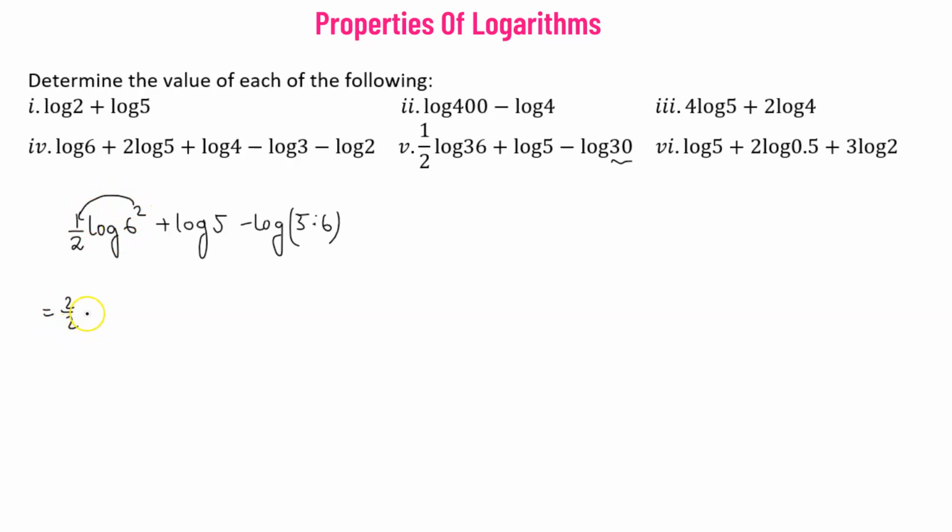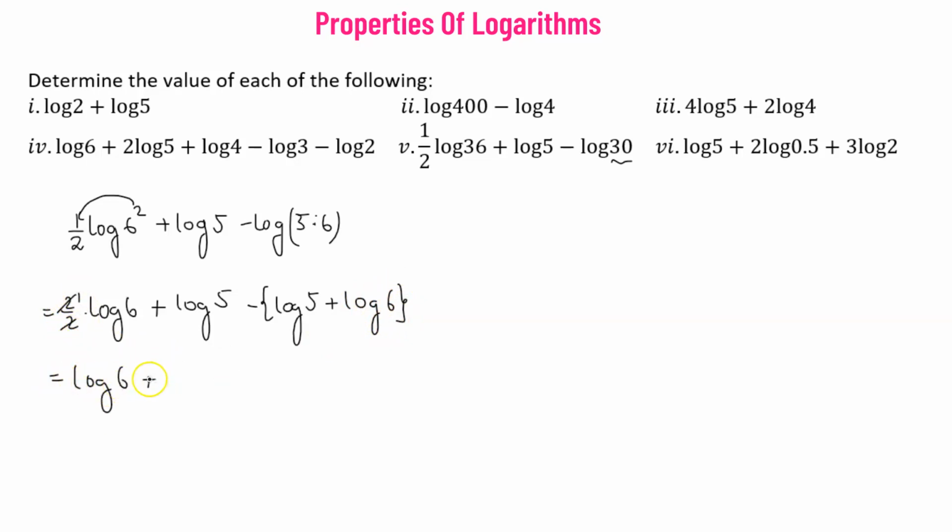So we have 2 over 2 times log of 6 plus log of 5 minus, so we have log of 5 times 6. So this will be log of 5 plus log of 6. So this 2 and this 2 cancels out. So it says 1 times log of 6. We have log of 6 plus log of 5 minus log of 5 minus log of 6. So here log of 6 and negative log of 6, positive log of 5 and negative log of 5 cancel out, and this leaves us with the value 0. So this is the value of half log of 36 plus log of 5 minus log of 30.